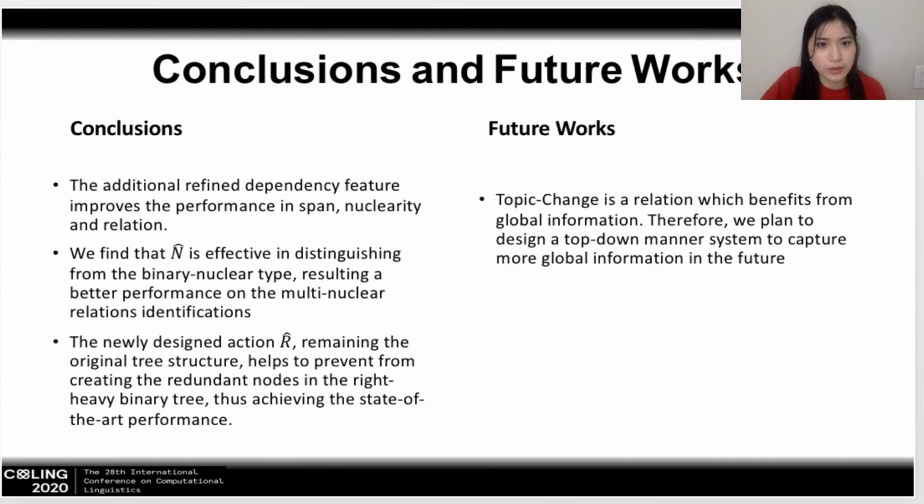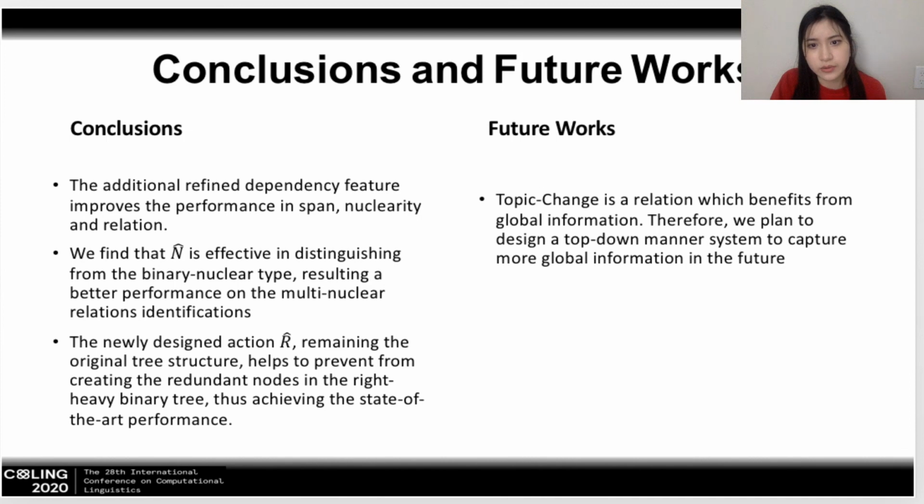So here come our conclusions. First, the additional refined dependency features improve the performance in span, nuclearity, and relation detection. Second, we find that the N-hat is effective and distinguished from the binary nuclearity type, resulting in better performance on multinuclear relation identification. Third, the newly designed action R-hat, retaining the original tree structures, helps to prevent creating redundant nodes in the right half of a binary tree, thus achieving the state-of-the-art performance.